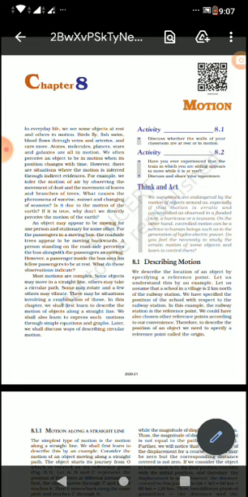Okay, so I think that all of you must have an overview about what is motion and all that, because in the previous classes you must have read about motion. But in this class you will get a little bit detailed, or you could say you will get deep inside the concepts of this chapter, that is motion.